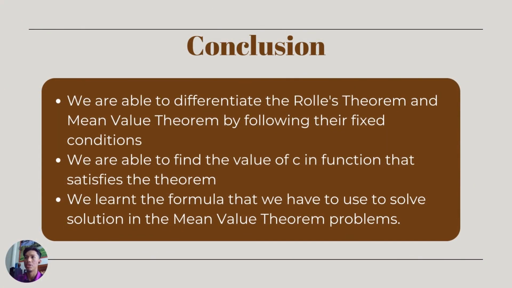Then as a conclusion, first, we are able to differentiate Rolle's theorem and mean value theorem by following their fixed conditions. Second, we are able to find the value of c in the function that satisfies the theorem, and lastly, we learn the formula that we have to use to solve the mean value theorem problems.